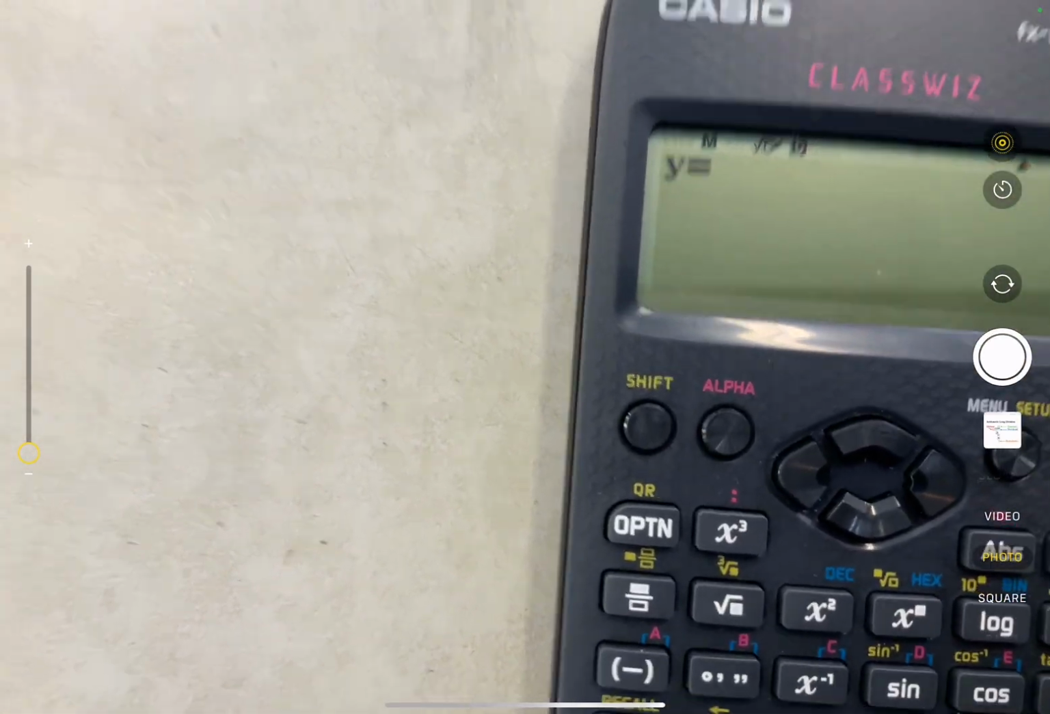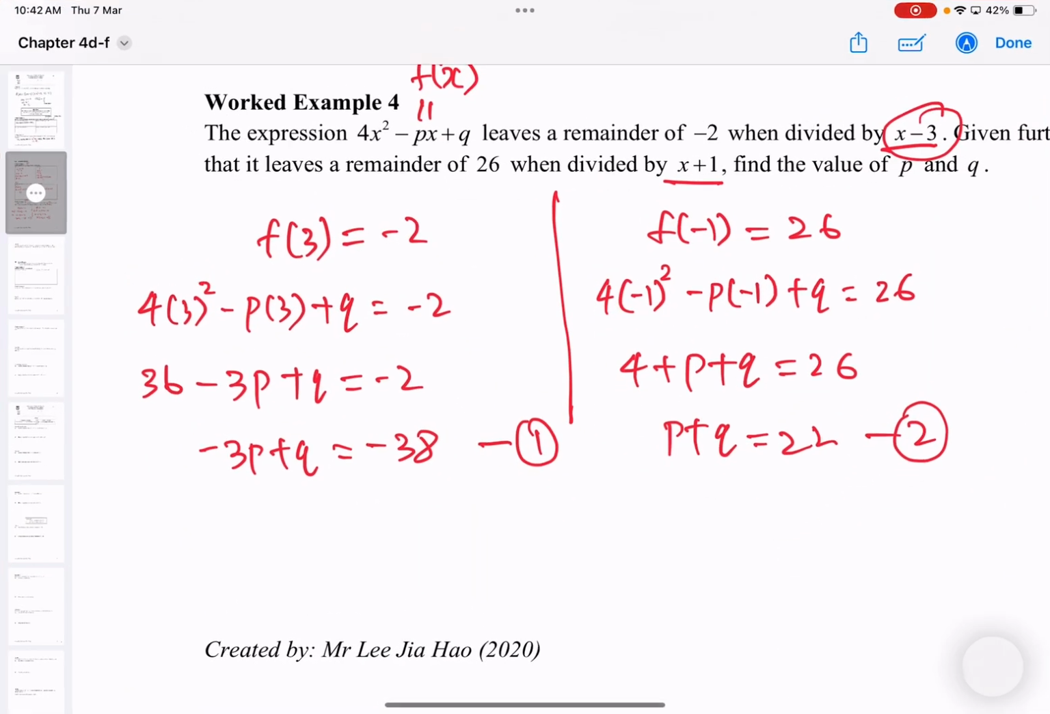Then can you just use that or not? You guys think you can just use that or not? Of course not lah. Come on. But why do I teach you this? So that you can check your answer.